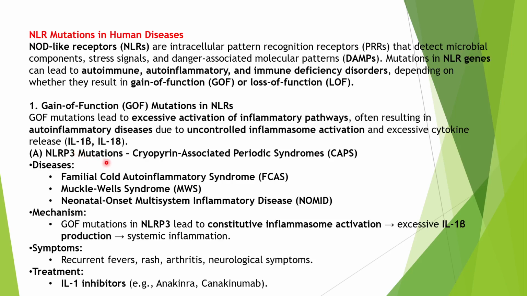So NLRP3 mutation, this is part of your inflammasome. Cryopyrin associated periodic syndromes, CAPS. NLRP3 mutations lead to this, and also diseases like familial cold autoinflammatory syndrome, Muckle-Wells syndrome, neonatal onset multisystem inflammatory disease. So many kinds of autoinflammatory diseases occur because of NLRP3 mutations. This is a gain of function mutation. The basic mechanism is gain of function in NLRP3 leads to constitutive inflammasome activation. So this means it is continuously activated.